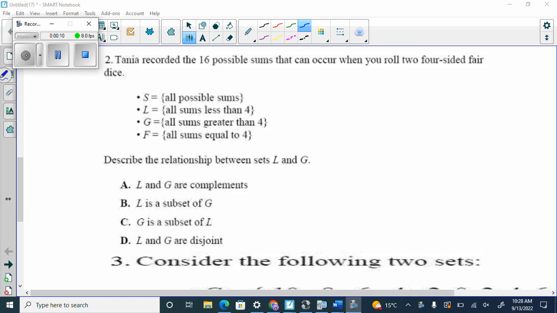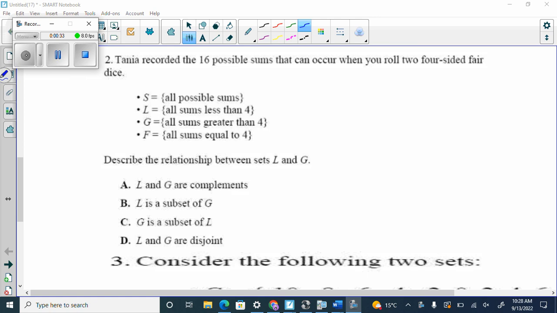So if I say the universal set is the numbers from 1 to 20, and A is the numbers from 1 to 10, what would the complement of A be? 1 to 9? No. 11 through 20.